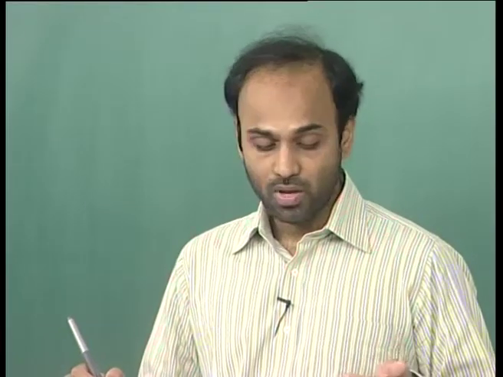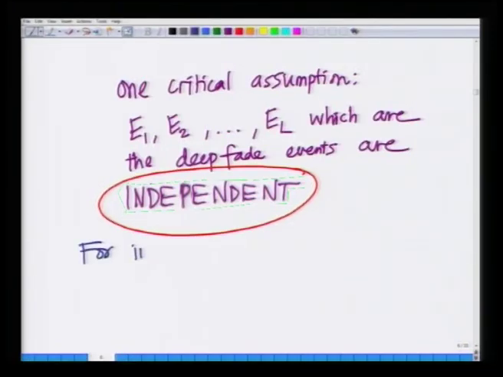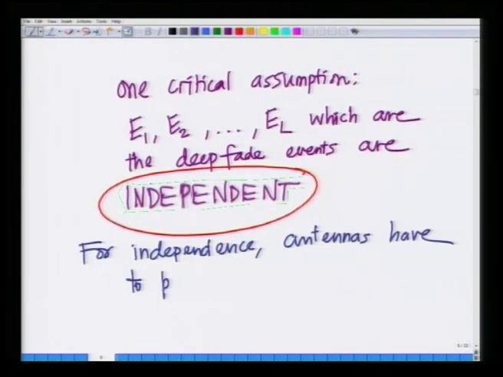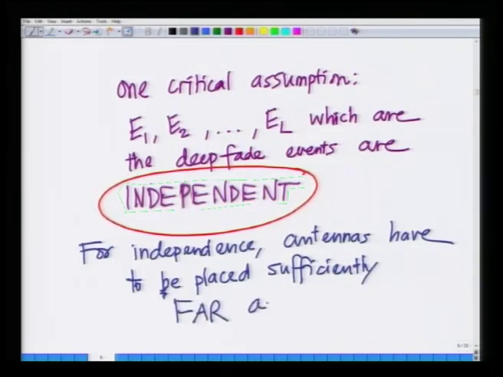Now, it turns out that for these channels to be independent, the antennas have to be placed sufficiently far apart. So, for independence to hold, these receive antennas have to be placed sufficiently far apart.